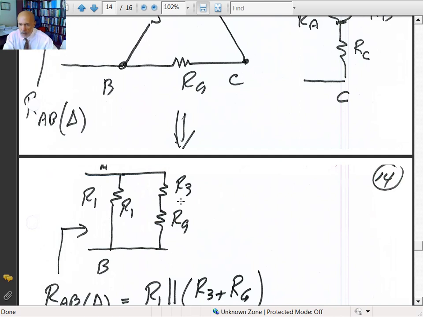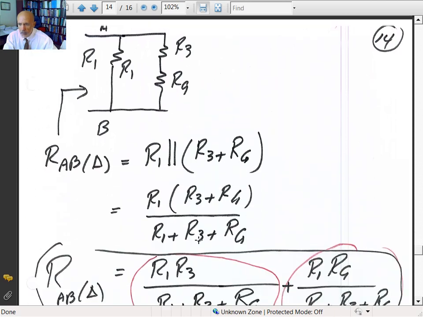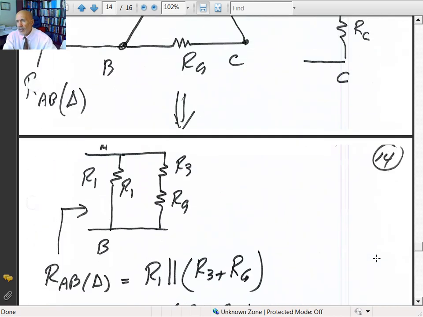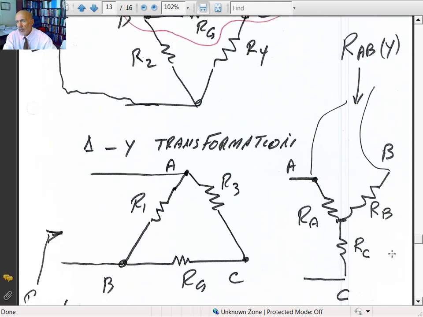Therefore, you have R1 in parallel with R3 plus RG. And being product over the sum, it's going to give me this expression right here. So I'm going to multiply it out: R1 R3 divided by the sum, plus R1 RG divided by the sum. I do the same thing with the Y connection. If I look at terminals A and B, R sub C is not in the circuit, so you simply see R of AB would simply be equal to R of A plus R of B.